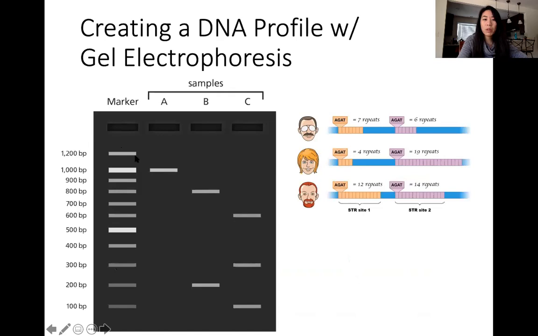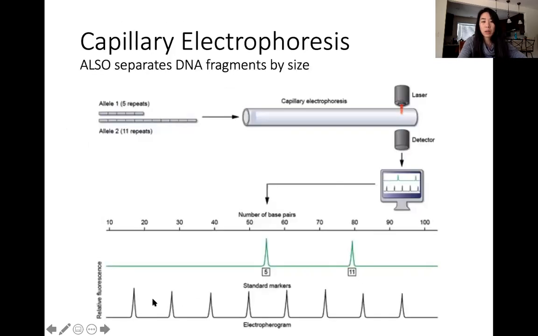We know this piece is going to be 1,200 base pairs. We know this one's going to be 1,000 base pairs, so that we can compare the other fragments. So like this one, sample B, I would predict this fragment is 800 base pairs because of this marker. So it's kind of like this on the bottom right here.